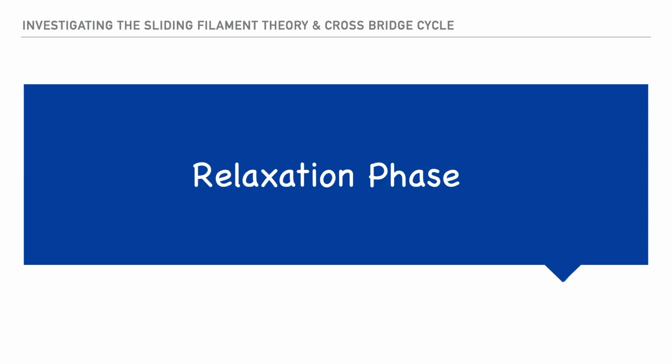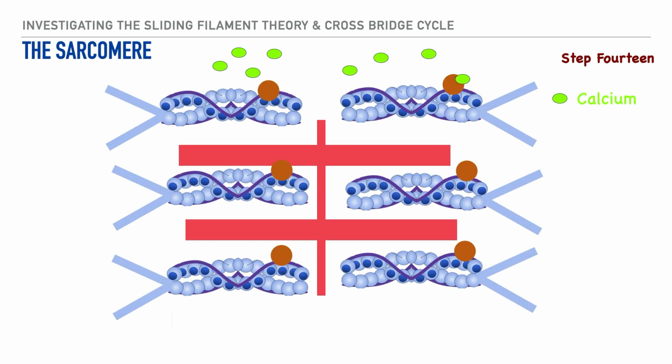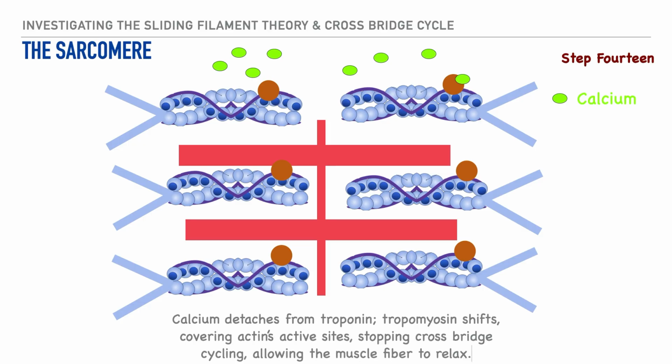Now let's shift gears into our last phase, which is the relaxation phase, which of course represents the time in which muscle activity begins to cease. Now on this image and at this part of the process, we start with calcium being actively pumped back into the sarcoplasmic reticulum, which requires the use of ATP to make this possible. And following this, we'll have calcium detach from troponin, and we'll also see tropomyosin shift, which then covers actin's active sites.